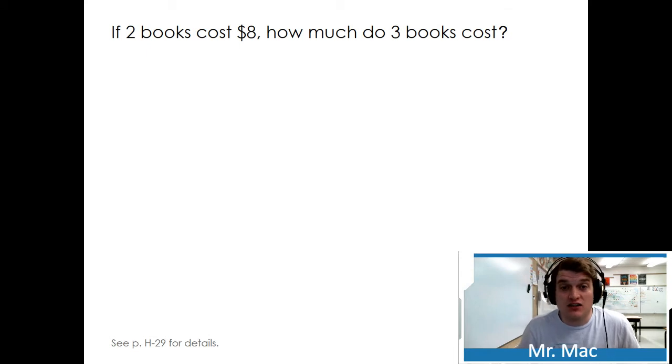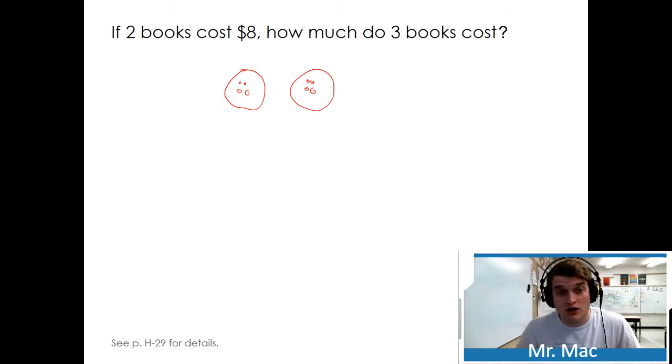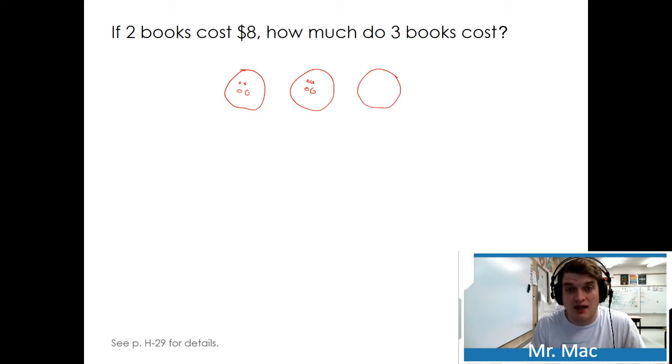If 2 books cost $8, how much do 3 books cost? Well, again, our first step is to find the unit rate. We need to find the cost of 1 book. So 2 books, and I'm just going to use my groups, and we're going to share those $8 with 2 books. $1, $2, $3, $4, $5, $6, $7, $8. How much does 1 book cost? Well, 1 book costs $4. Now, to find how much 3 books cost, we can simply buy another book and put an equal number of dollars in it. So 3 books would cost 4, 8, 12.